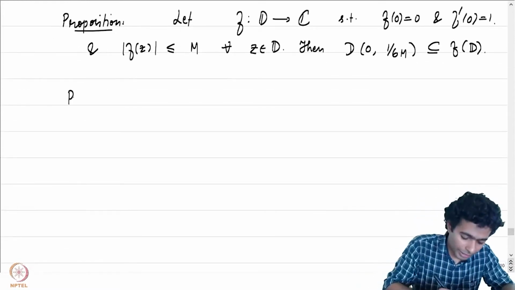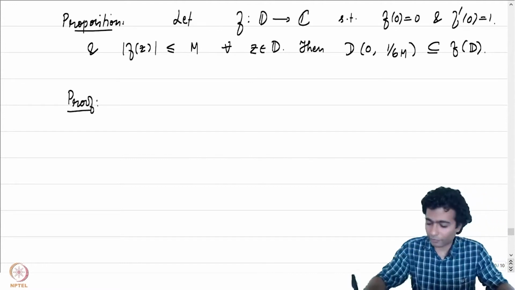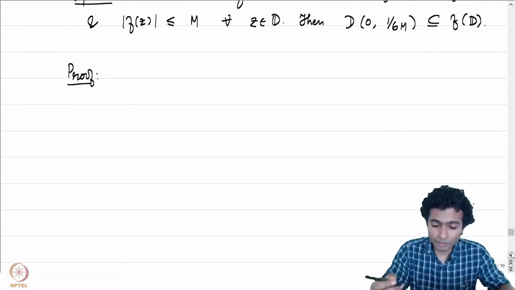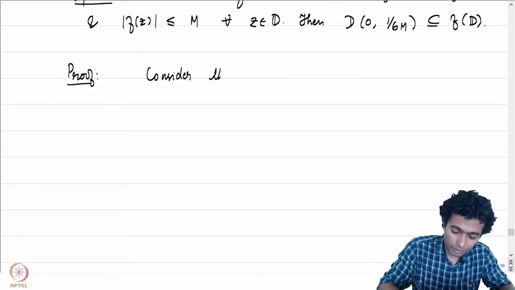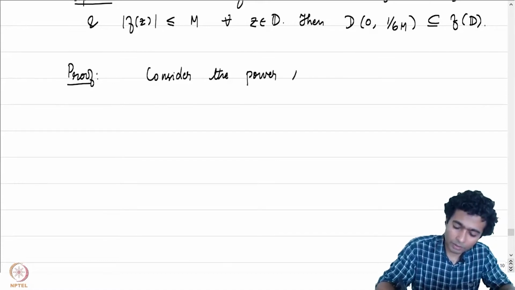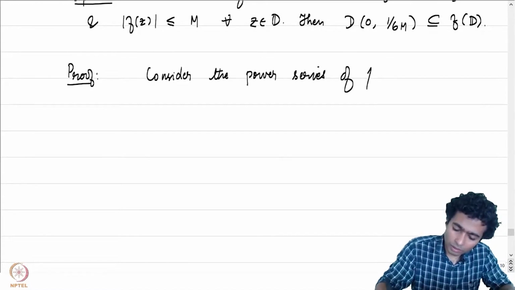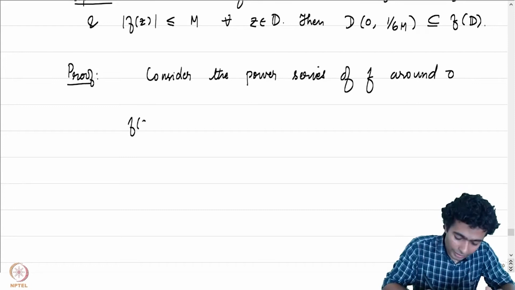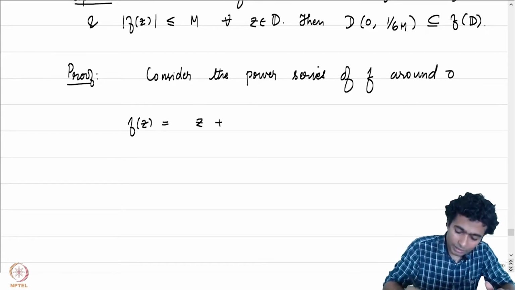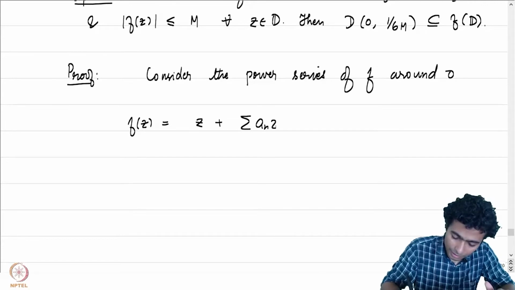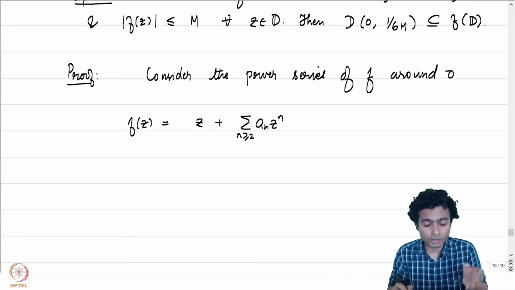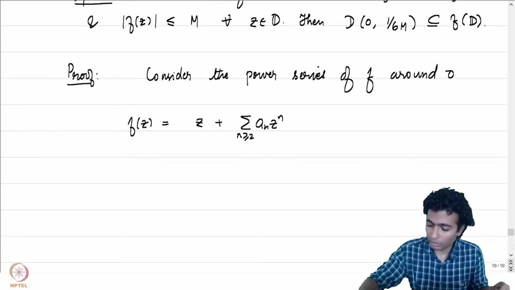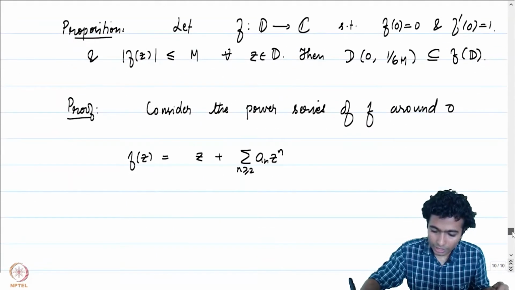Let's give a proof of this statement. It's an elegant proof actually. We know that f of 0 is 0 and f prime of 0 is 1. Consider the power series expansion of f around 0. f of z will be of the type f of z is equal to z plus higher order terms, a_n z to the power n, n greater than or equal to 2. Notice that f of 0 is equal to 0 tells us that the constant term is 0, and f prime of 0 is equal to 1. Those are the conditions in the hypothesis.